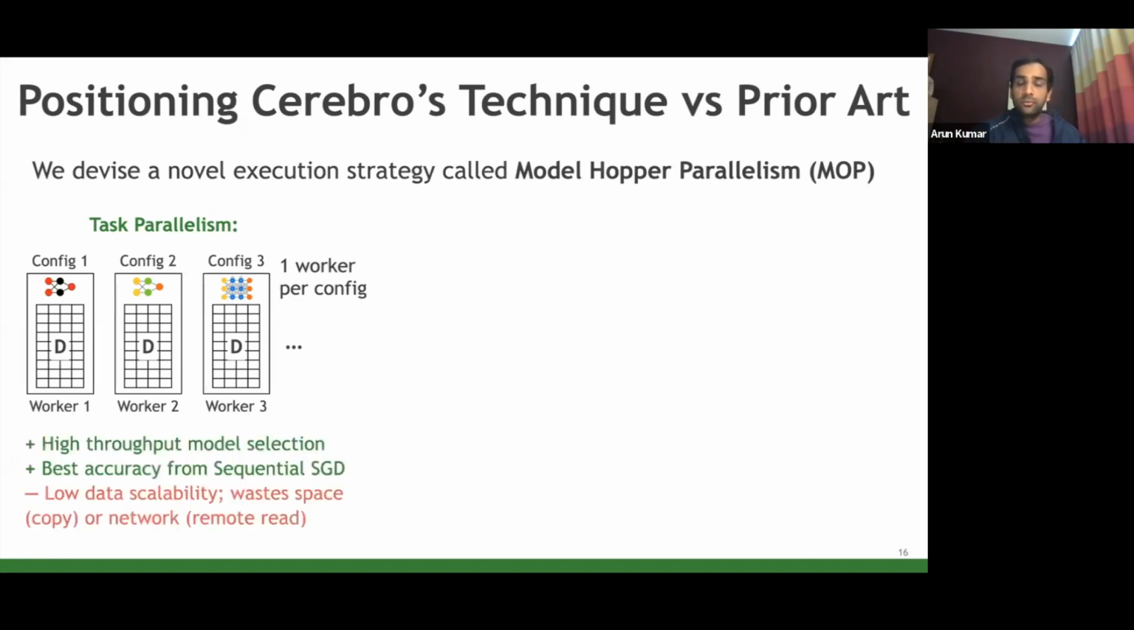This is really good for throughput of model selection. Now you're training a lot of configurations in parallel. You're able to get better ML accuracy sooner. This is great from the standpoint of optimization theory because your stochastic gradient descent, the optimization procedure used to train deep nets, is kept node local. And this is sequential SGD that gives you gold standard accuracy. It's very hard to beat that. However, from the data standpoint, this is very poor from a data scalability standpoint. You're literally copying a data set across workers.